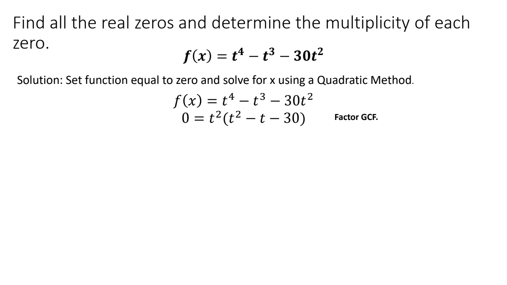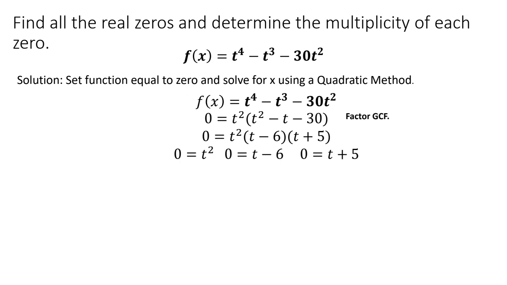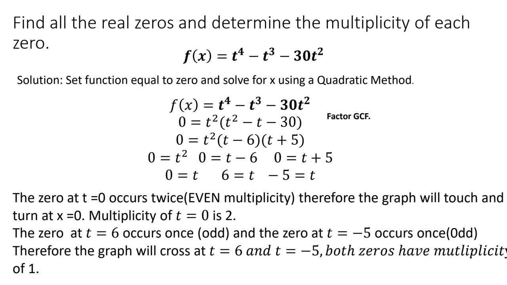Now let me factor this inside. I'm going to factor it by using -6 with a +5, which gives me the -30, and negative 6 plus 5 gives me the negative 1. So this is what I have. Now I'm going to have three values for t, right? 0 is equal to t squared, 0 is equal to t minus 6, 0 is equal to t plus 5. For the first one, I take the square root of both sides. So this is a double 0 right here. This 0 counts twice.